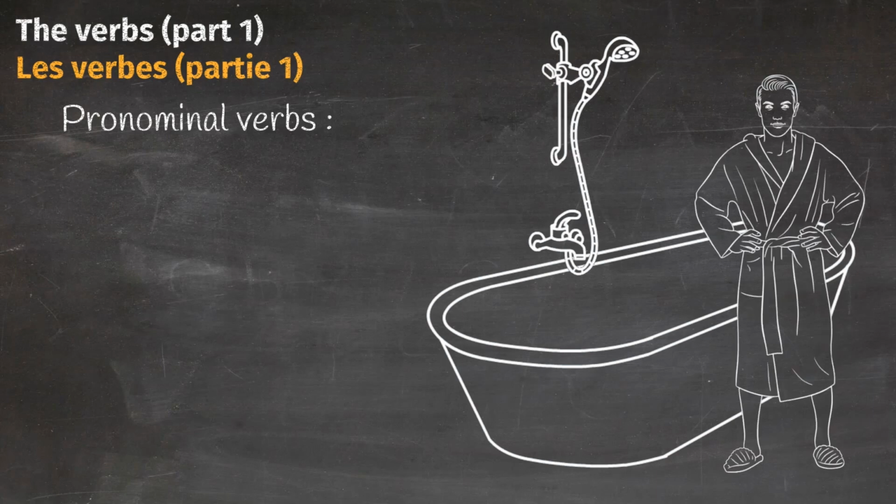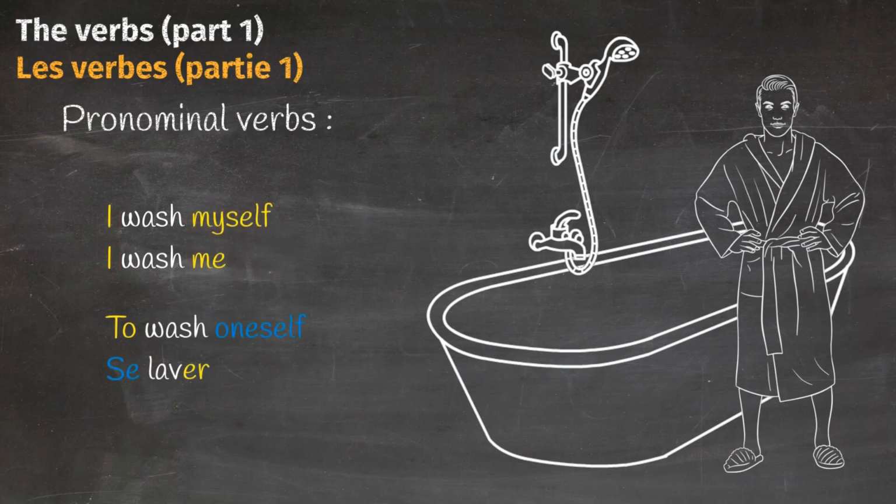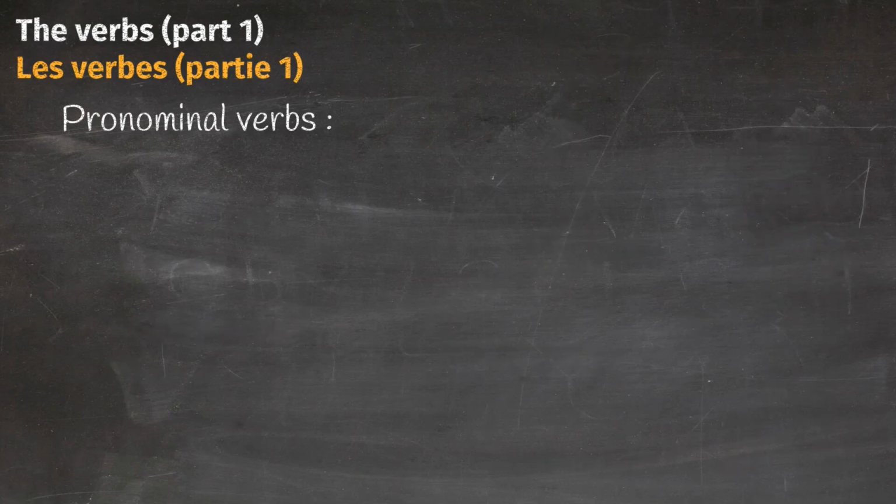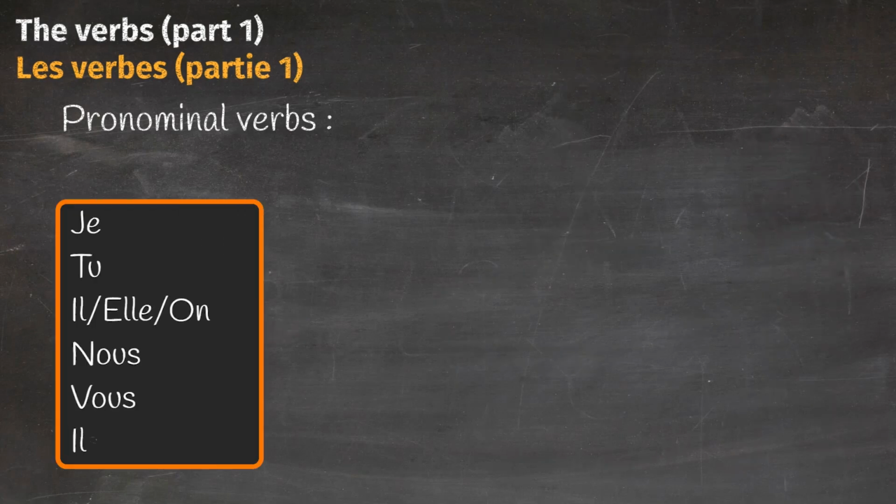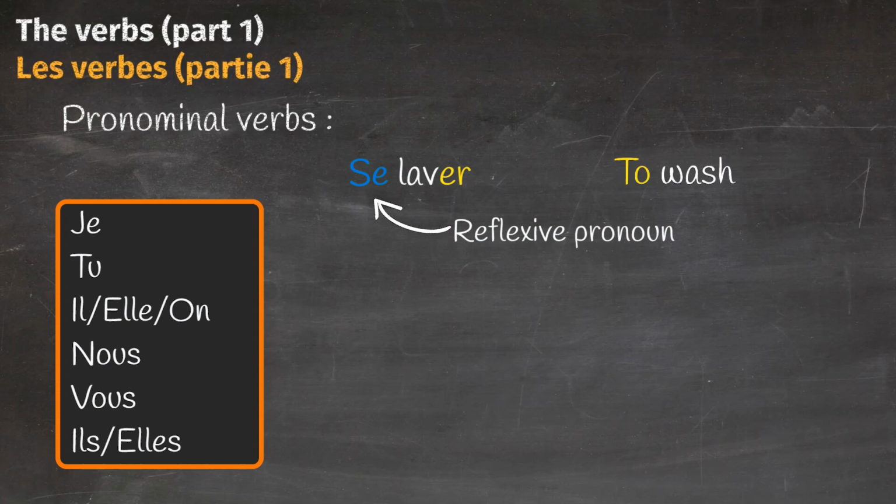Now, if you want to say, I wash myself or I wash me, in this case, I is both subject and object of the sentence. That is where we need pronominal verbs. Se laver. The only difference between a pronominal verb and a non-pronominal verb is the existence of reflexive pronouns. Remember that the reflexive pronoun needs to be conjugated as well. Check this example.